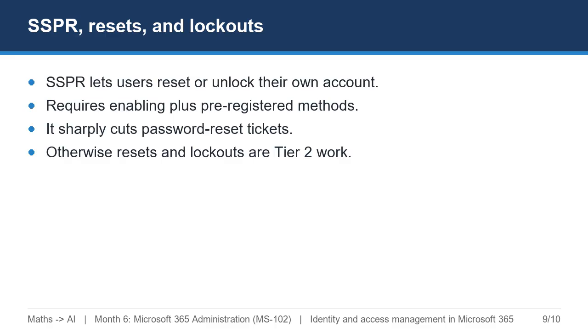Finally, the bread and butter of the Helpdesk. Self-service password reset, or SSPR, lets users reset or unlock their own accounts using registered methods like a phone or the Authenticator app. It only works if you've enabled it and the user has registered their methods beforehand, but once that's done, your password reset tickets drop sharply. When SSPR isn't available, password resets and account lockouts are still classic Tier 2 jobs you handle directly in the Admin Center.